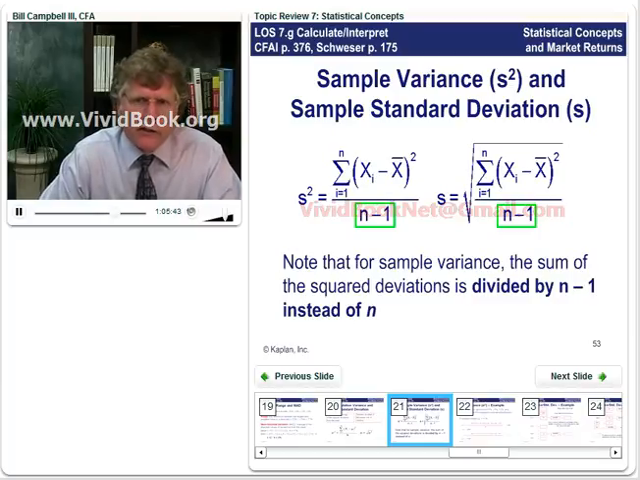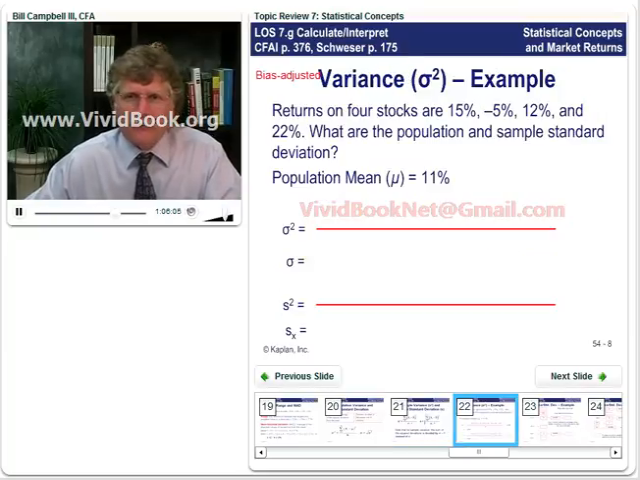Remember, when CFA Institute asks you this question on the exam, one of the wrong answers is going to have divide by n. You guys are going to get it right because you're going to remember to divide by n minus 1. Let somebody else divide by n and get the wrong answer. That's not something you need to worry about. You're going to get it right here. All right, let's do some examples.